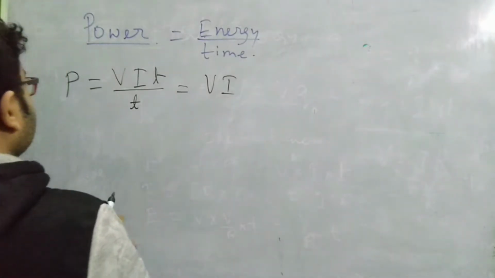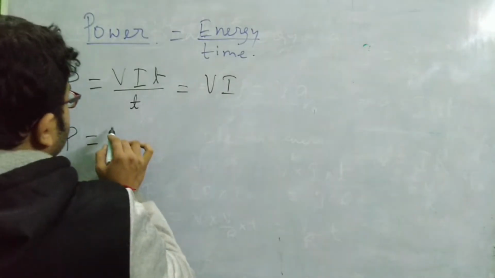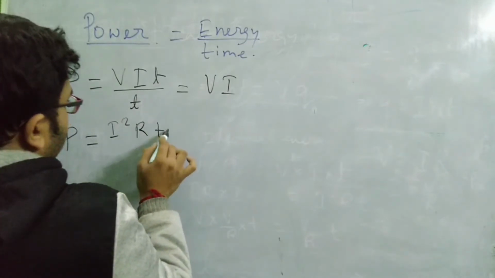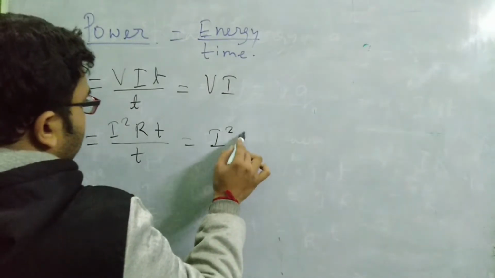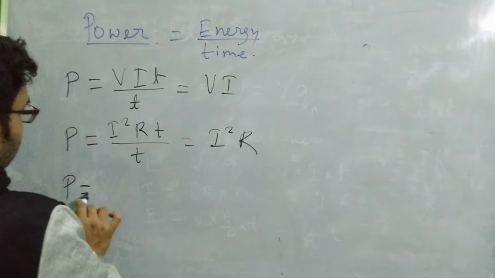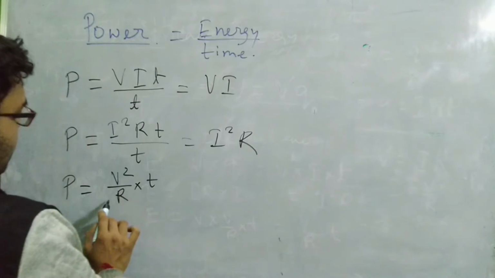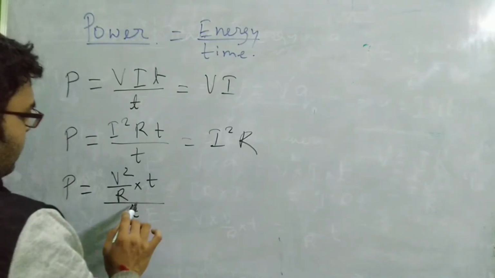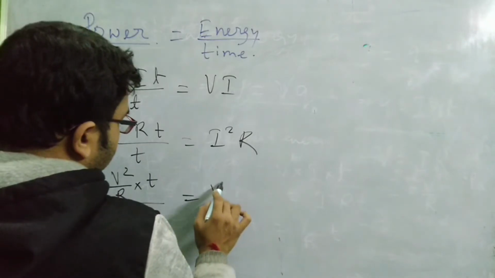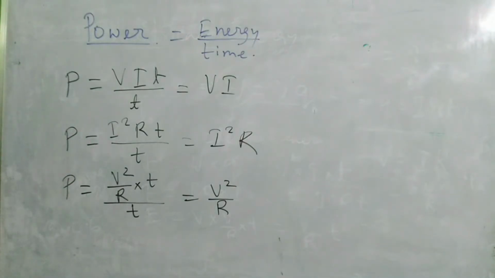Now, second equation. So power equals to, what is the second equation of the energy? It was I square into R into T divided by time T gives you I square R. So this is the second equation. Fine. And what is the third equation? P is equal to V square by R into T. This was the equation. So divide this equation by time T. Again time T cuts off. By simplifying, you get V square by R. So these are the three equations that we can use to calculate power in an electrical circuit. Okay. So I think the concept is very much clear.